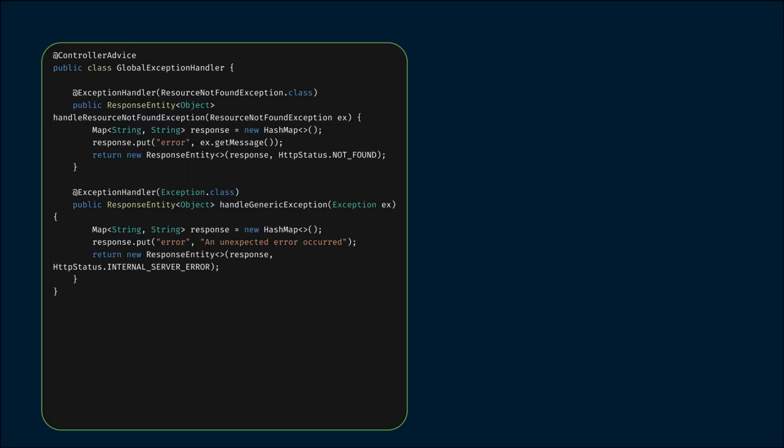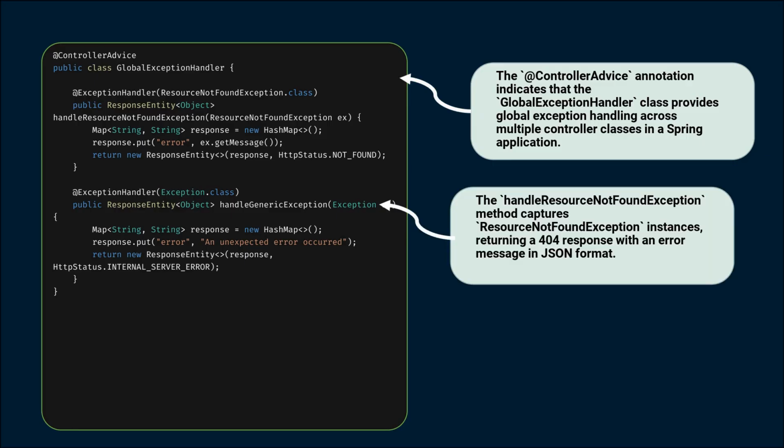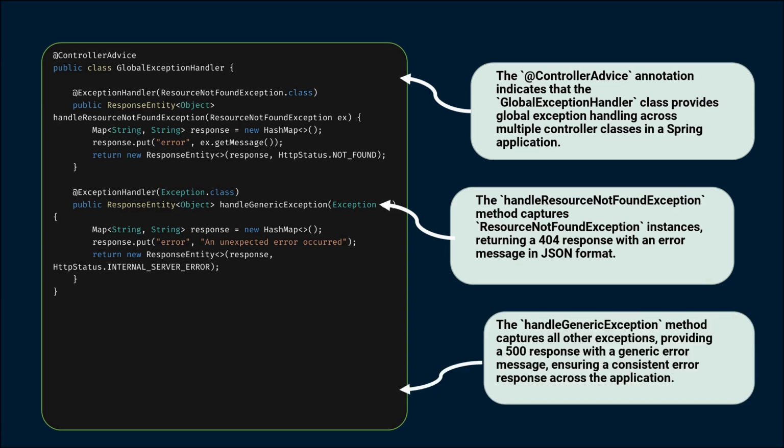Now, let's talk about implementing a global exception handler using the @ControllerAdvice annotation in our Spring Boot application. This technique will help us manage exceptions more effectively, ensuring that we can keep error handling centralized and avoid writing repetitive code in each controller. Within the GlobalExceptionHandler class, we'll define two key methods for exception handling. The first one, handleResourceNotFoundException, is activated when a ResourceNotFoundException is thrown. Here, we create a response map that captures the error message and then wrap it in a ResponseEntity with a 404 status code. This way, whenever a resource is not found, our clients will receive a clear and consistent error message.